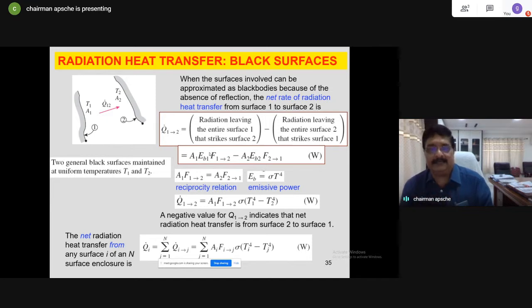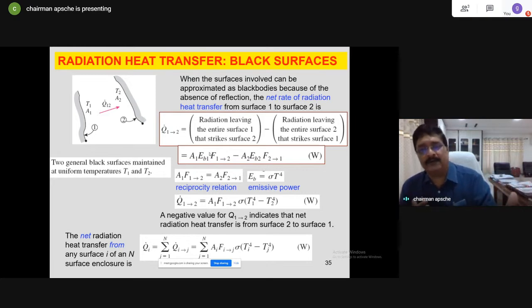Similarly, surface 2 is at temperature T2. So therefore EB2 is leaving surface 2. What is EB2? Radiation emitted per unit area. What is EB2? Sigma T2 power 4. And what is the surface area? A2. So sigma T2 power 4 times A2 amount of radiation leaves surface 2. And how much is reaching surface 1? The shape factor F2 to 1. So F2 to 1 is multiplied.